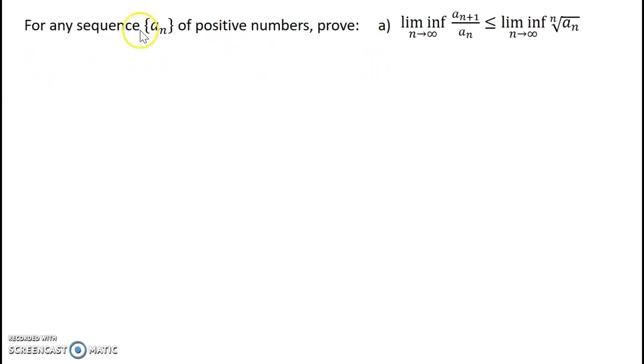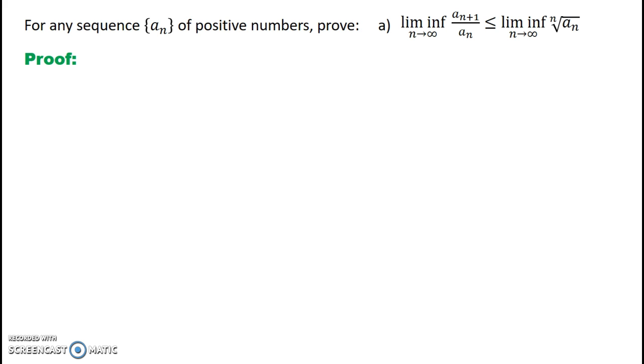It states that for any sequence A sub n of positive numbers, we want to prove that the limit infimum as n approaches infinity of the expression A sub n plus 1 over A sub n is less than or equal to the limit infimum as n approaches infinity of the nth root of A sub n. So let's get going with the proof.